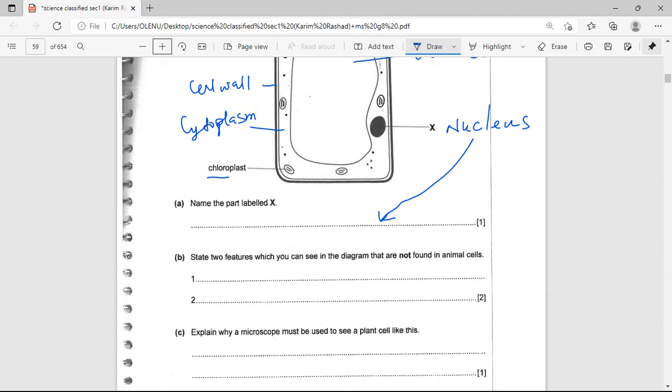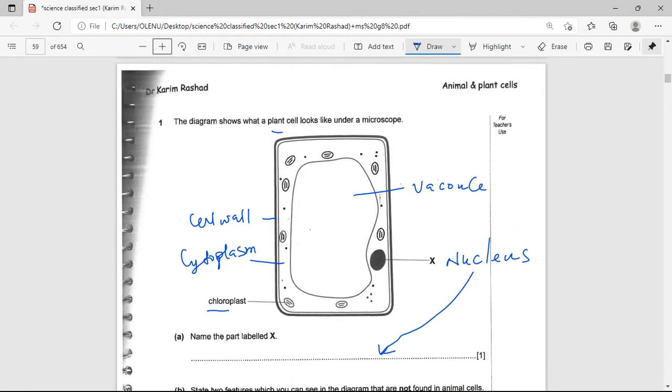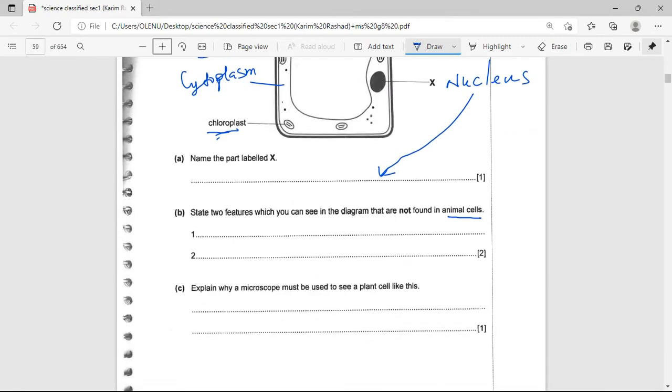Now, state two features which you can see in the diagram that are not found in animal cells. So here they're asking for the difference between a plant and animal cell. Plant cells have a cell wall, plant cells have chloroplast, plant cells have vacuole, and all that is not found in an animal cell. So two, I can put cell wall and chloroplast.